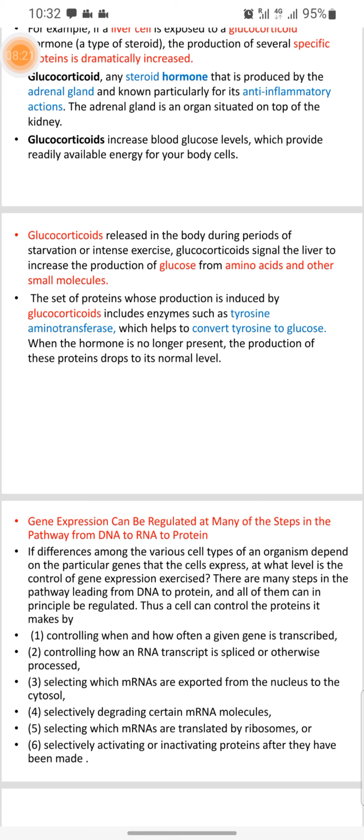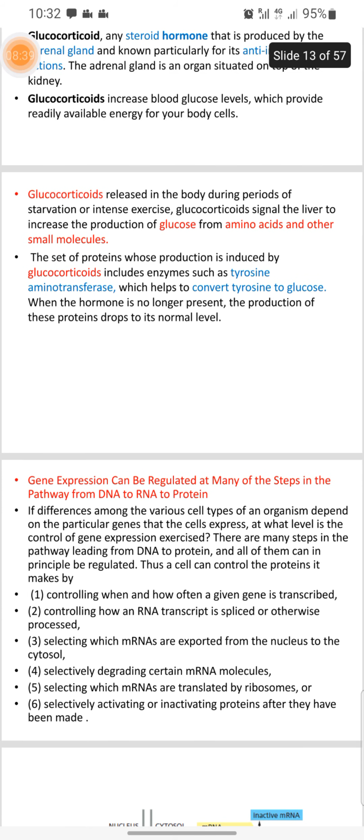So glucocorticoid signals through the liver to increase the production of glucose from amino acids and other small molecules. How they function: they act on the liver and produce glucose from the amino acids and simple molecules. A set of proteins whose production is induced by the glucocorticoid includes enzymes such as tyrosine aminotransferase, the enzyme which helps to convert tyrosine to glucose. So tyrosine aminotransferase acts on the tyrosine to convert it into glucose for the increased production of sugar. When the hormone is no longer present, the production of these proteins drops to its normal level.